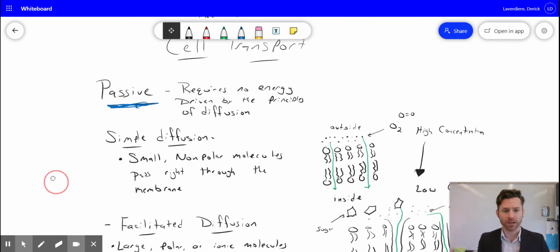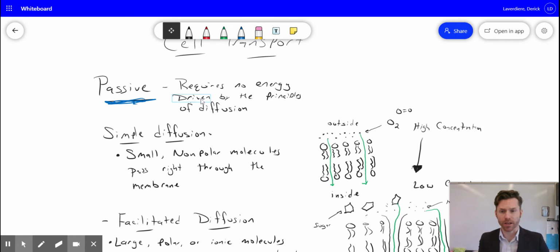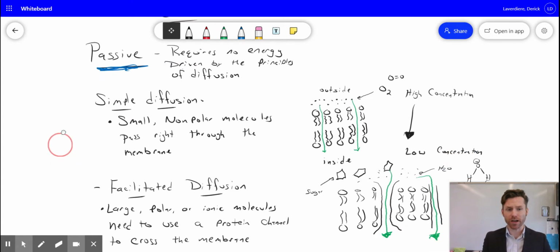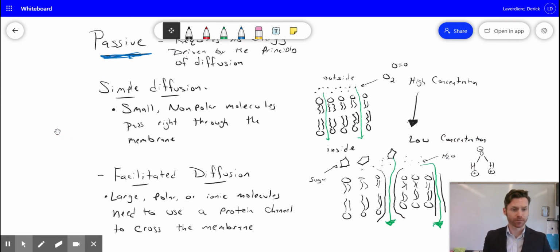So passive transport as a general concept is when we are moving molecules in or out of the cell without using any energy. And it's driven entirely by the principles of diffusion. So these molecules are always moving from an area of high concentration to an area of low concentration. That's what's happening here. And there are two types of passive transport.